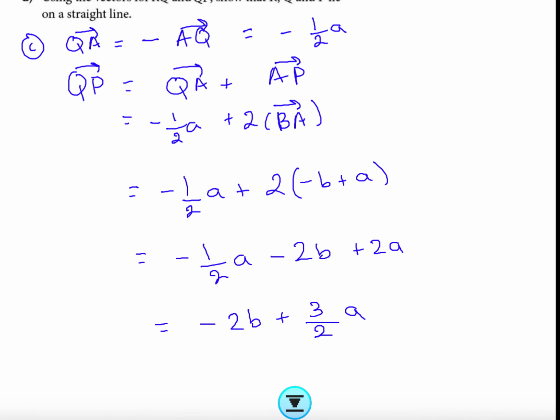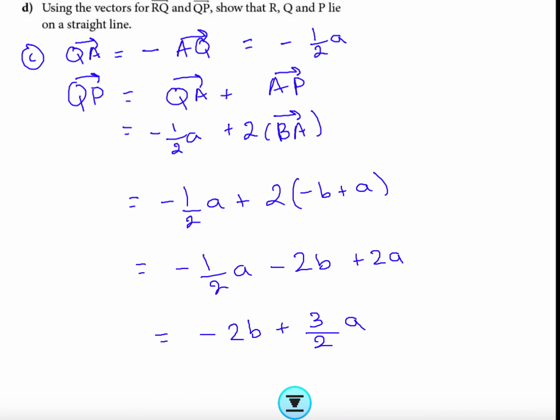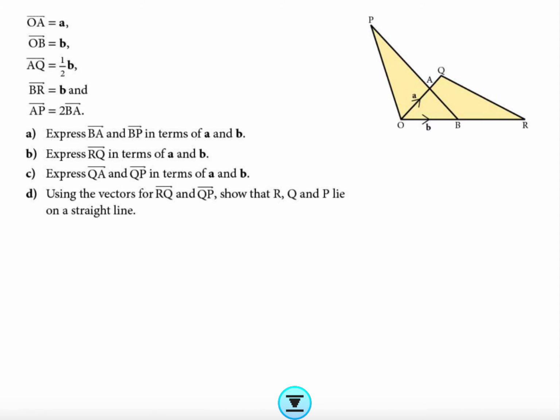And looking at the last question, using the vectors for RQ and QP, I need to show that R, Q and P lie on a straight line. So R, Q and P lie on a straight line. Usually they would draw a line here, connecting P to Q to R. And sometimes it might seem so from the diagram, sometimes it wouldn't show, but remember you need to use vectors to prove that they are.